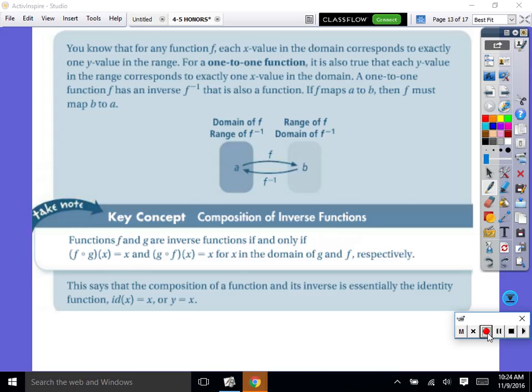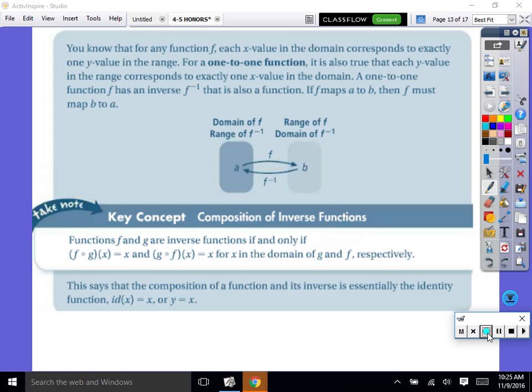It says for a one-to-one function, it is also true that each y value in the range corresponds to only one x value in the domain. So a one-to-one function has... wait, sorry, I didn't read that very well. A one-to-one function f has an inverse f that is also a function. So if f maps a to b, then f inverse must map b to a. So basically, this is what will make it one-to-one.